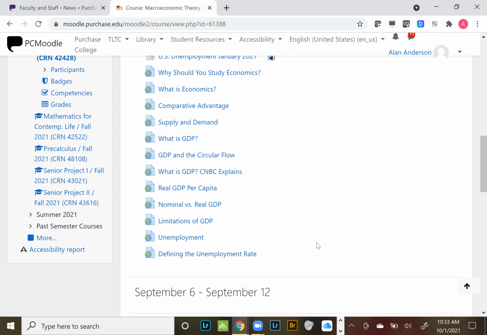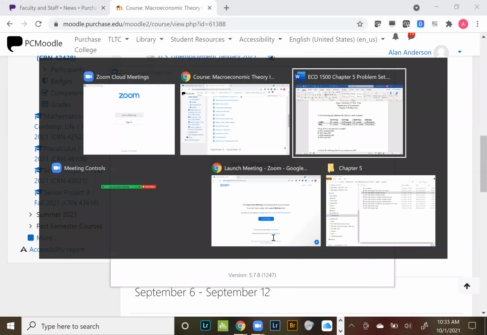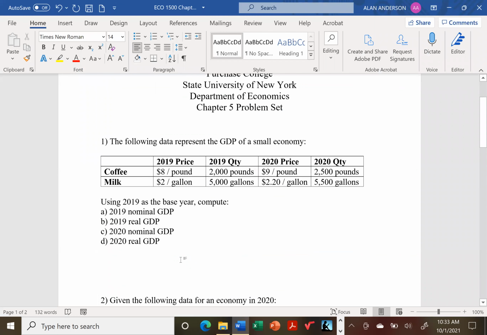Chapter 6 is the unemployment discussion, but first we need to look at 5. And then we have to calculate 4 things: nominal and real GDP for both years. So let's get started. So the important thing to remember here is that it does say here that 2019 is the base year. That's an important piece of information because that means that all the real GDP values will be calculated based on 2019 prices. Okay, so we'll start with 2019 nominal GDP.